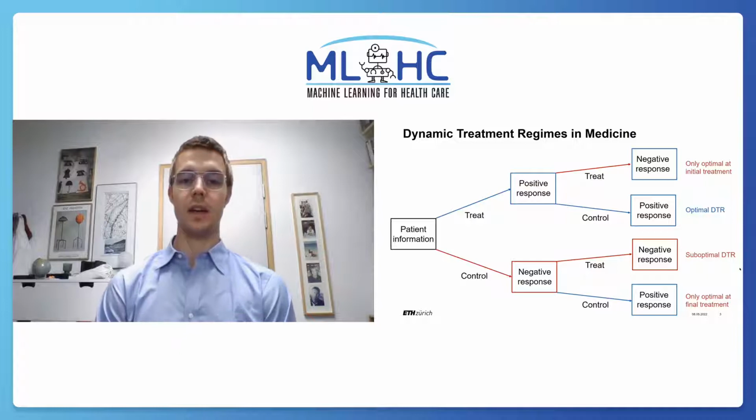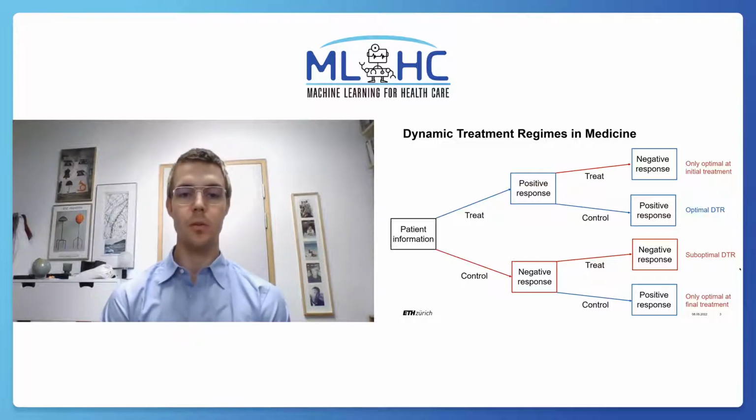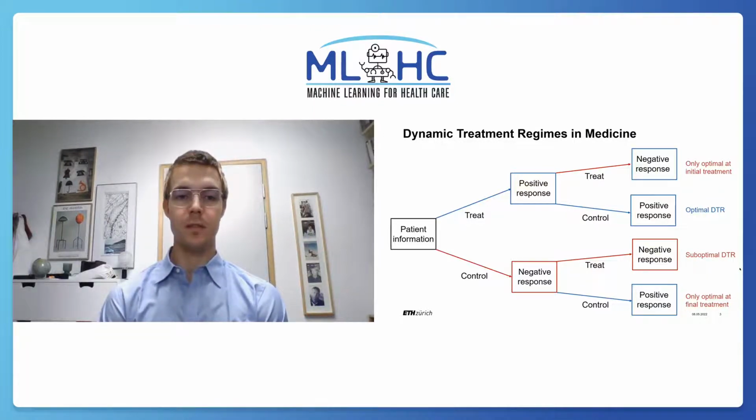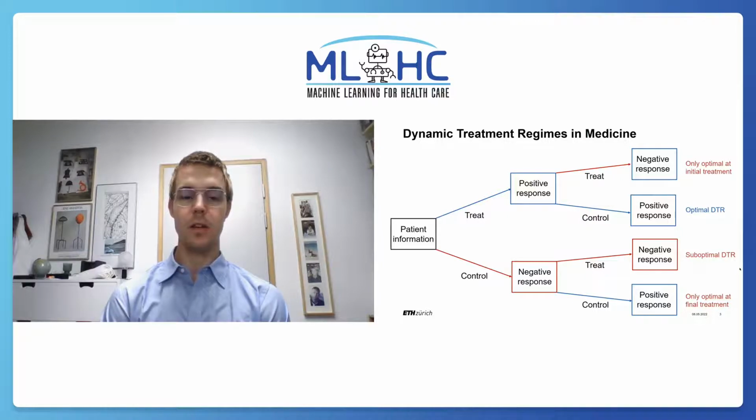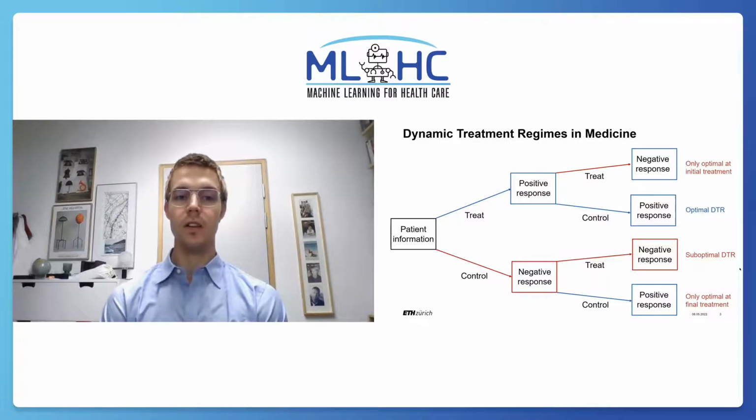So consider the following example. At time point 1, a patient arrives at a physician who observes some information about the patient. Given this information, the physician prescribes the patient either the treatment condition or the control condition. At a later point in time, the patient again arrives at the physician, who then uses the initial information plus the either positive or negative response to the initial decision to make a new treatment decision.